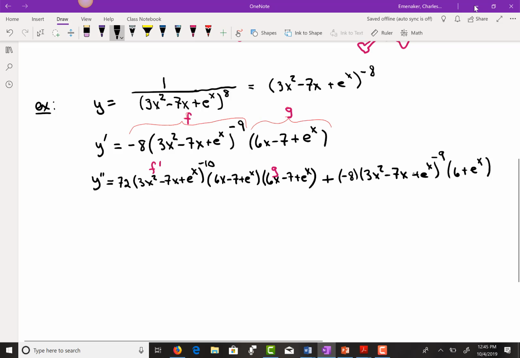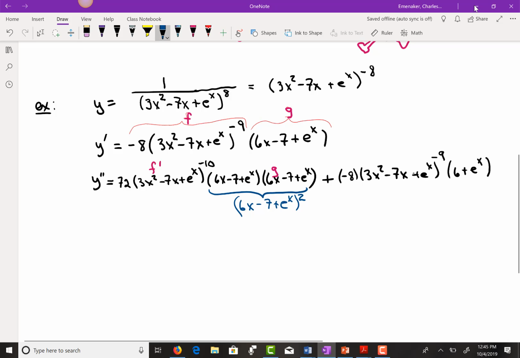Is everybody okay with how that works? Okay. Now, this one portion here could be written as 6x minus 7 plus e to the x, all raised to the second power, since you have that factor times itself. You could rewrite it like that.